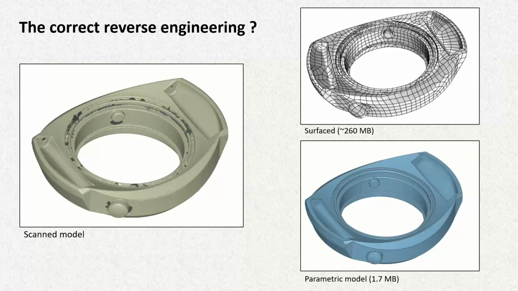The other question that we quite often come up with is: what is actually the correct reverse engineering? If you see on the left side, this is scan data that we have as an example. People bring this in and say, I want to bring this into my CAD package. Can you convert this into a NURB surface? Okay, what this means is like the image on the top one. Technically speaking, this is a NURB surface, yes. Once it's converted into this type of model, you can bring it into your CAD package. But as I just described here, it has 260 megabytes of size.